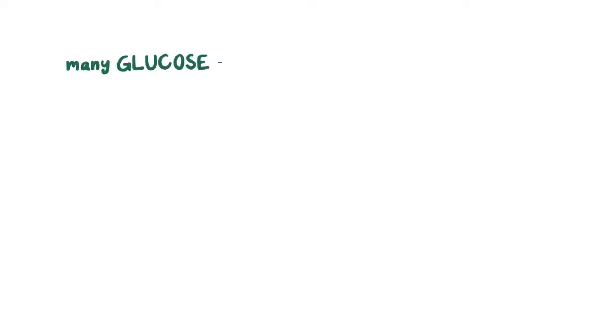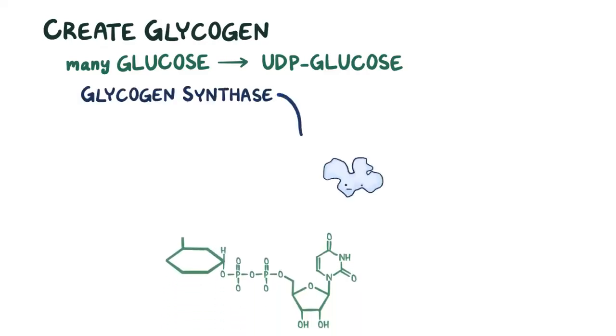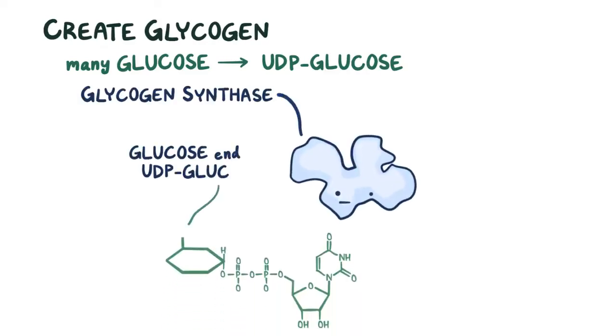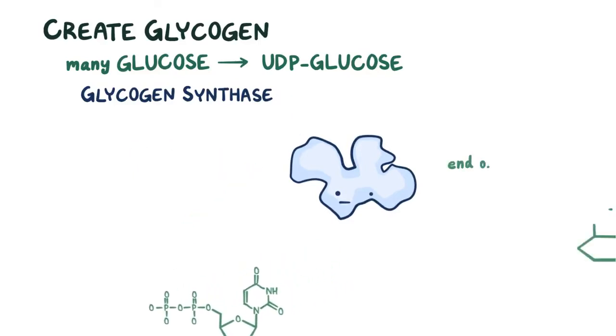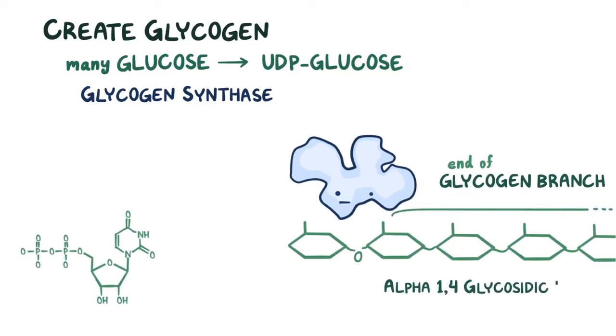Once many glucose molecules are converted into UDP glucose molecules, we're ready to create glycogen. An enzyme called glycogen synthase catalyzes the attachment of the glucose part of UDP glucose to another glucose residue at the end of the glycogen branch, forming an alpha-1,4 glycosidic bond. It's almost as if the glucose molecules are holding hands. And in addition to prolonging the glycogen chain, another byproduct of this reaction is UDP.